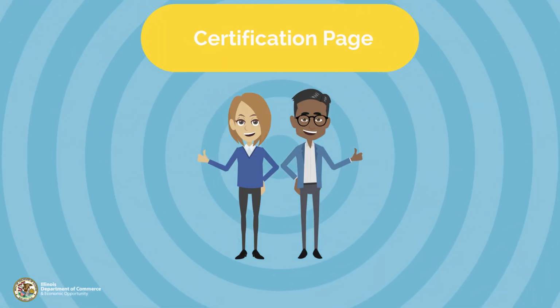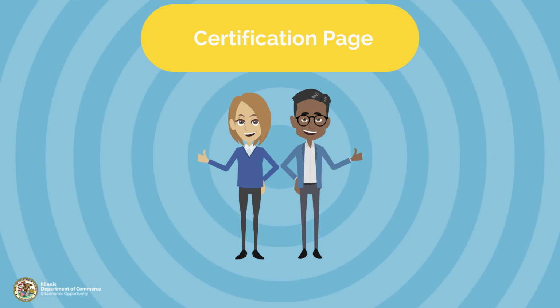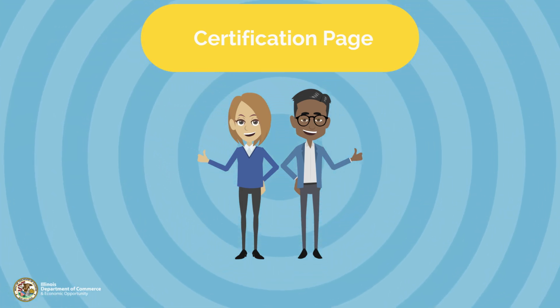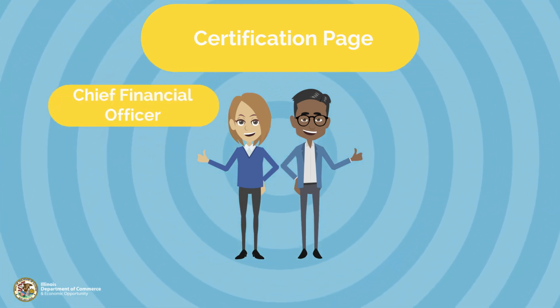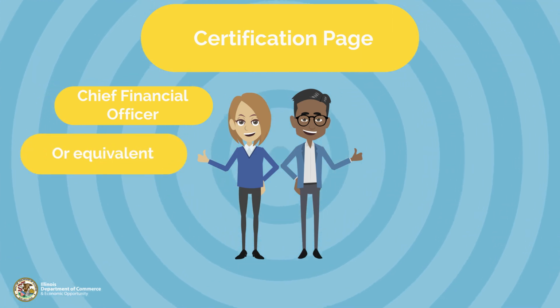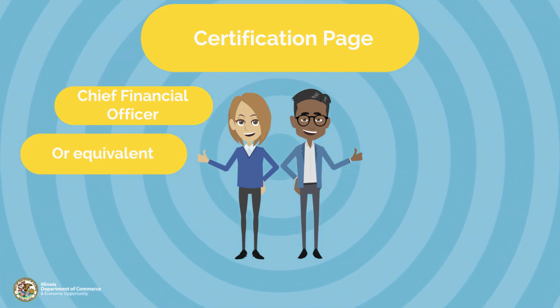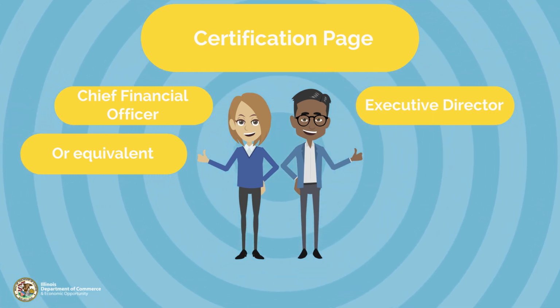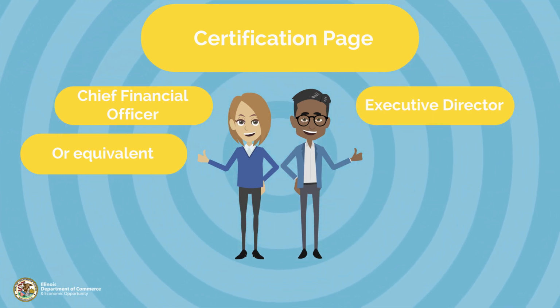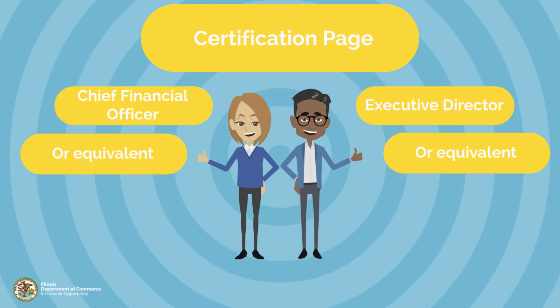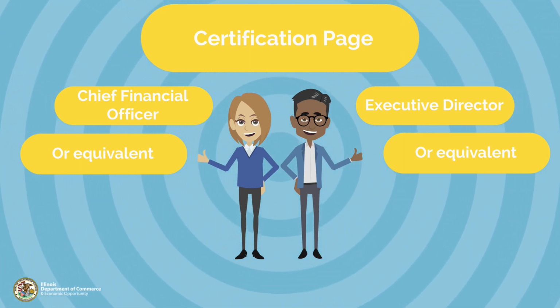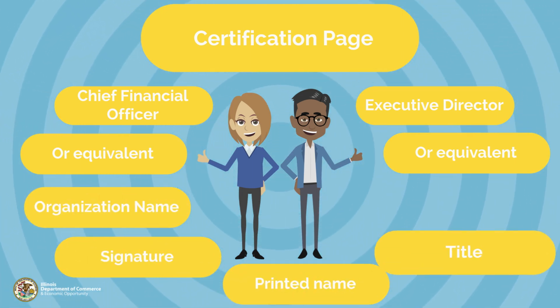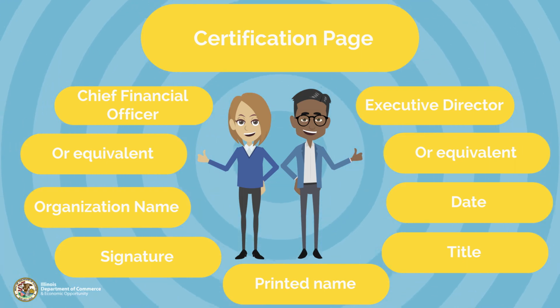The budget certification page is required to be signed by 2 officials from the organization. The first signature is for the Chief Financial Officer or equivalent in the organization structure. The second signature required is for the Executive Director or equivalent in the organization structure. All information highlighted in blue will need to be completed: organization name, signature, printed name, title, and date.